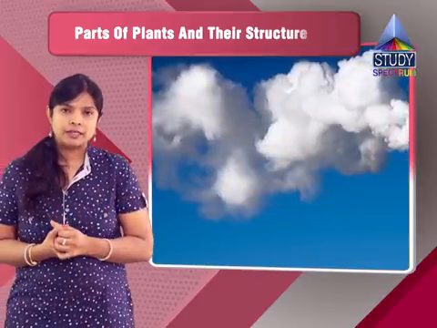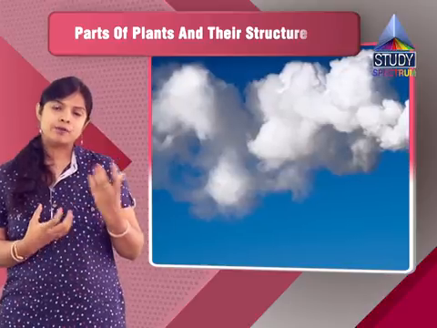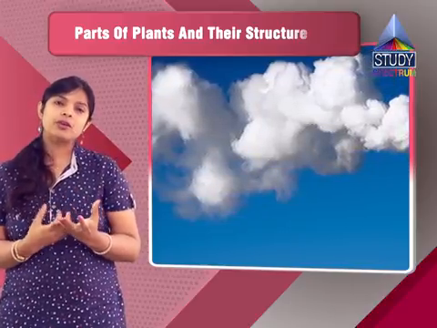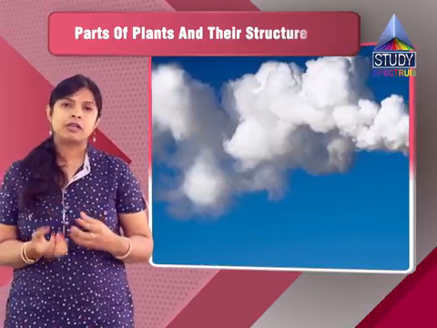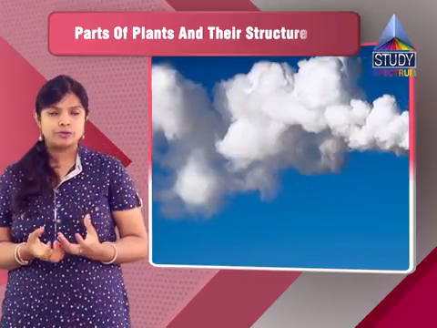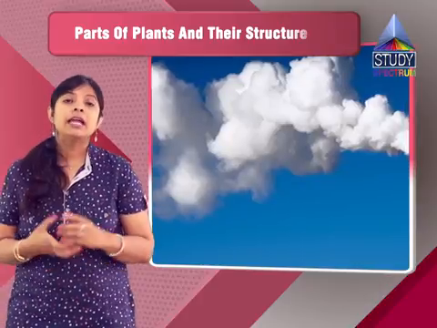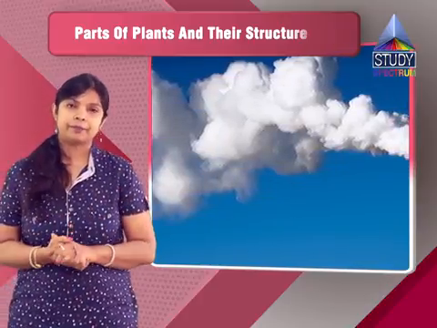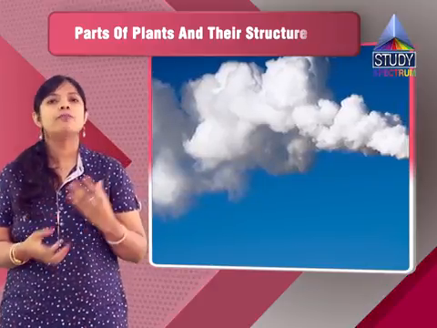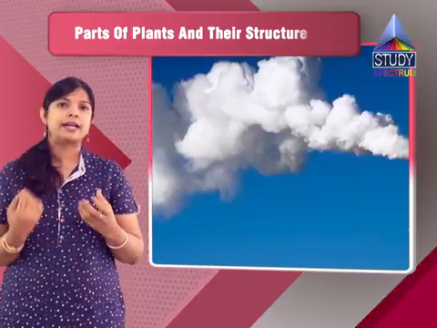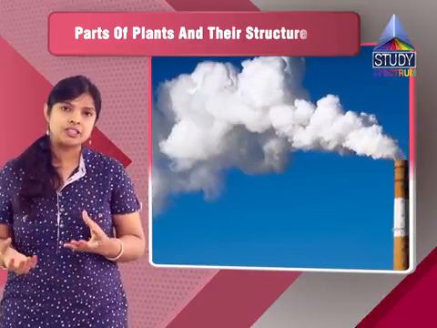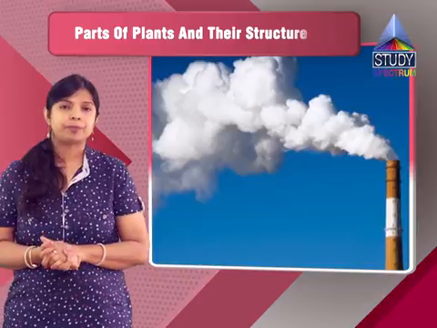Carbon dioxide is absorbed from the atmosphere. How? There are tiny pores present on the surface of the leaves, called the stomata, which help in the absorption of carbon dioxide, and water is transported through the xylem of the plant. So in the presence of both raw materials, carbon dioxide and water, leaves make their own food, synthesize starch and release oxygen.